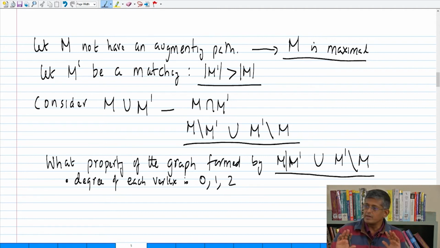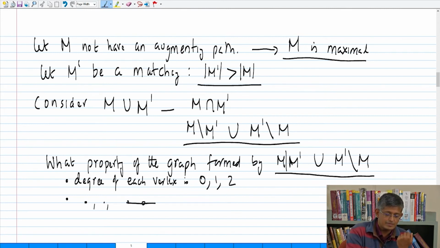Because both of them are matchings. Which means that every vertex either has an edge incident on it which is in the matching or it does not have. The degree could be 2 because the vertex is matched in both the matchings, or it's matched exactly in one of the two, or it's matched in neither, in which case its degree will be 0. Therefore, what is the property of such a graph in which every vertex has degree 0, 1 or 2? So, it basically looks like this. Single vertices maybe, or maybe some paths, or some cycles.